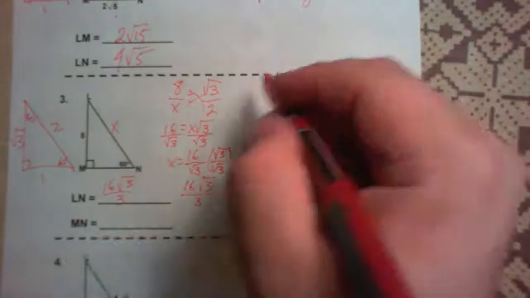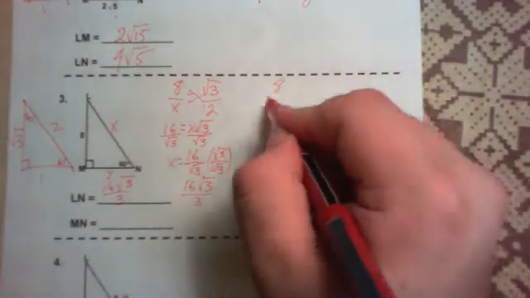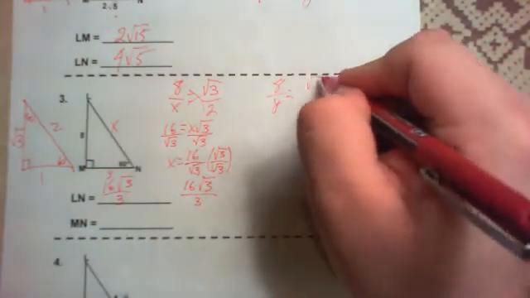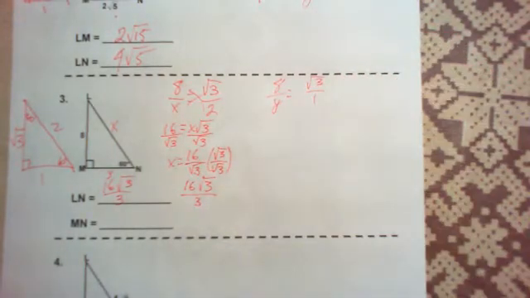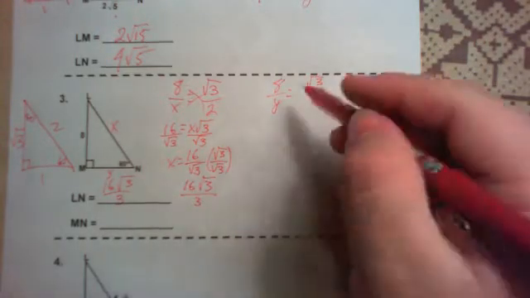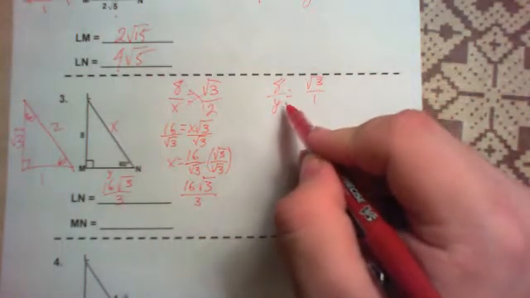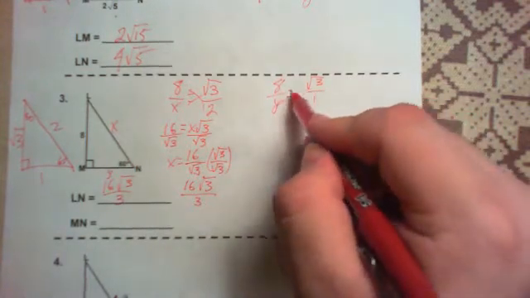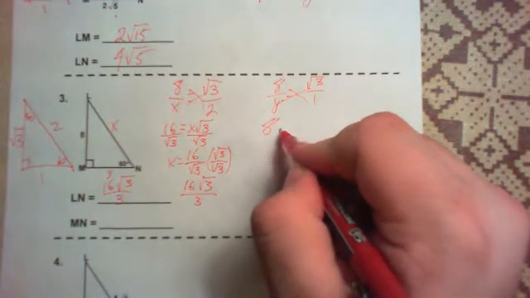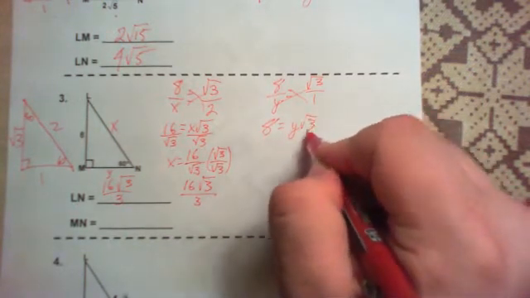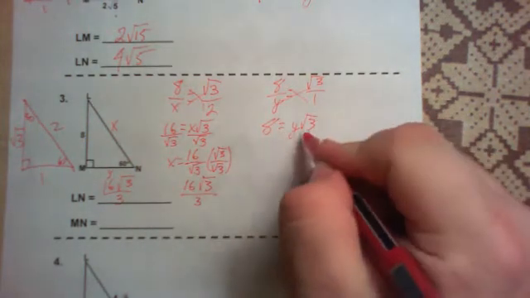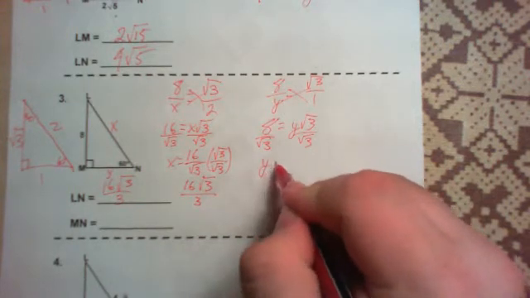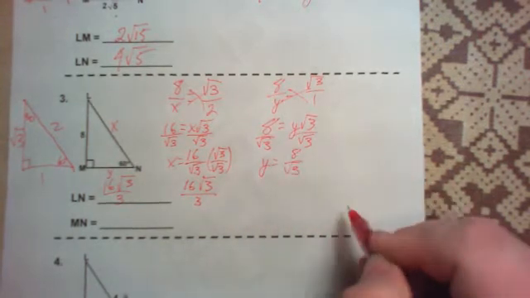Next I'm going to take 8 is to y as the square root of 3 is to 1. Okay, so now I'm going to cross multiply and divide. 8 equals y times the square root of 3. Once again, just like I did before, divide by the square root of 3, divide by the square root of 3. Y equals 8 divided by the square root of 3.